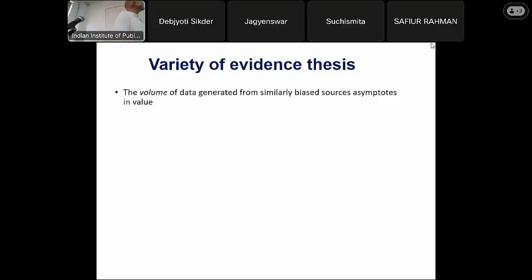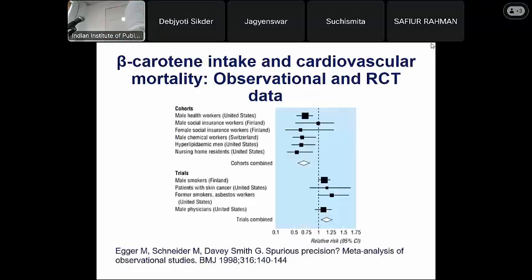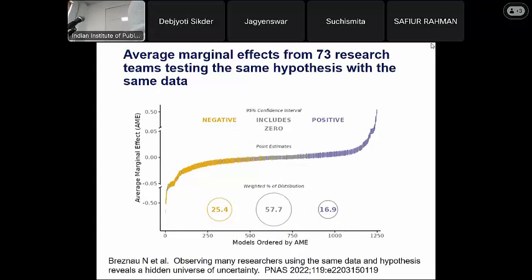So the variety of evidence thesis suggests that the volume of data generated from similarly biased sources stops having value. Once you've replicated a finding a couple of times, then it's no good carrying on replicating the findings in the same sorts of study sample. It doesn't add any value. The beta carotene observational associations replicated everywhere. This is with cardiovascular mortality, and this is showing in the trials, if anything, adverse outcomes of being randomized to beta carotene. So the replication ceases to gain value. And this is just a standard finding.